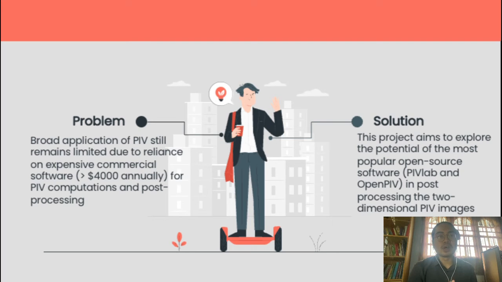The main problem of PIV: broad application of PIV remains limited due to reliance on expensive commercial software, costing approximately more than $4,000 annually for PIV computations and post-processing. The cost of the system has been a major obstacle to the use of PIV in research. A research-grade system can easily cost $100,000 or more. As a result, they are inaccessible to a large number of researchers and students.